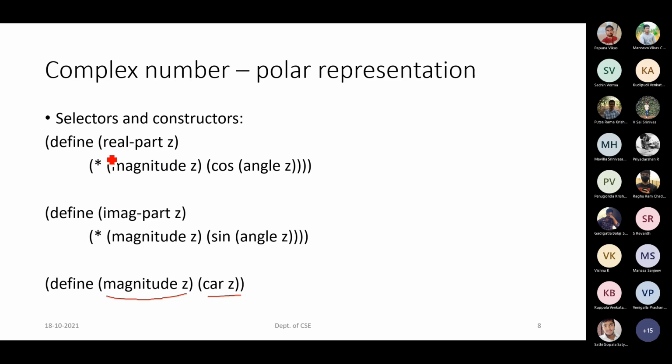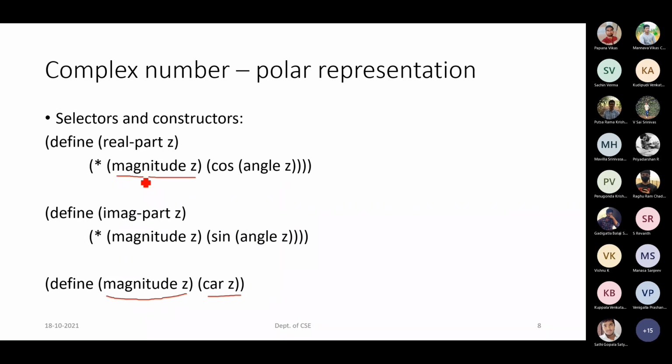The input, whatever complex number you are given, is in the polar form, and from this you have to extract the real part. So the formula you can apply is r cos theta. That is what we have done here: multiplication of the magnitude of that complex number, which is nothing but the CAR of that complex number, multiplied by the cos function, which is the primitive procedure, applied onto the angle. Angle is the user defined procedure where we are extracting the second value of the complex number, the CDR part.